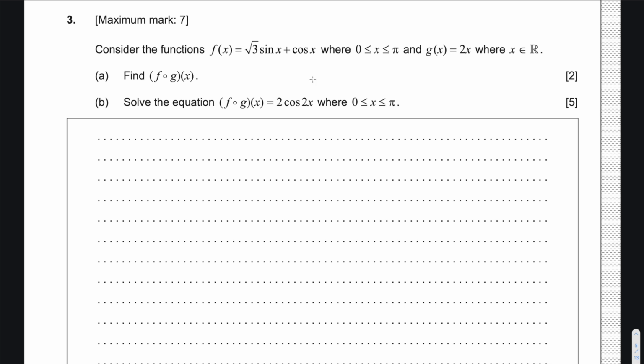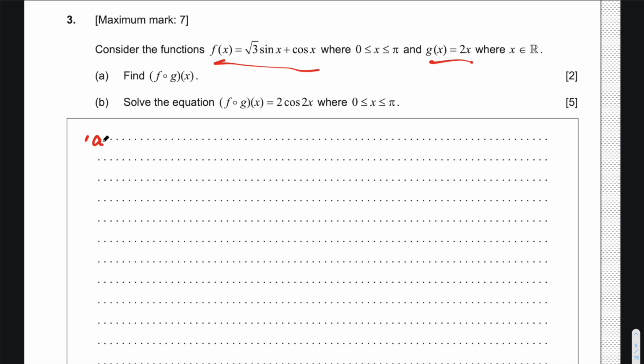Question 3 and 4. So question 3 says, consider the functions f of x equals this, where x is from 0 to pi radians, and another function g of x is 2x. Part A, we need to find the composite function f of g of x.